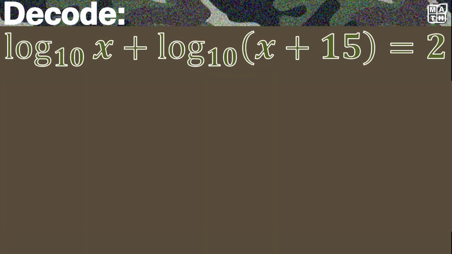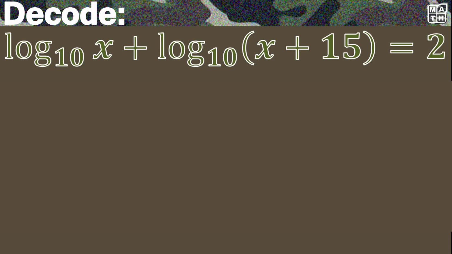Let's decode this equation. We have two logarithms here of the same base under the process of addition. We have the logarithm of x to the base 10 plus the logarithm of the quantity x plus 15 to the base 10 is equal to 2. We are going to solve for x that will satisfy the given equation. But before we do that, we need to remind ourselves of the properties and important processes involving logarithms in order for us to solve the unknown.